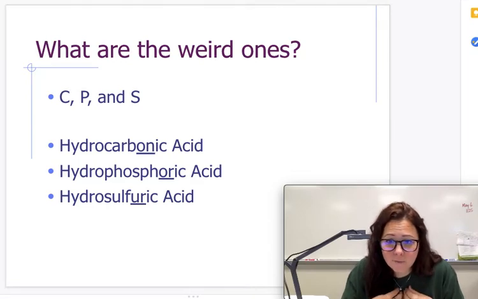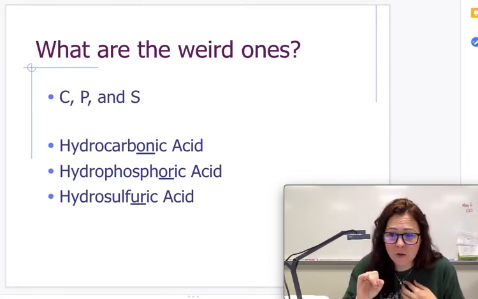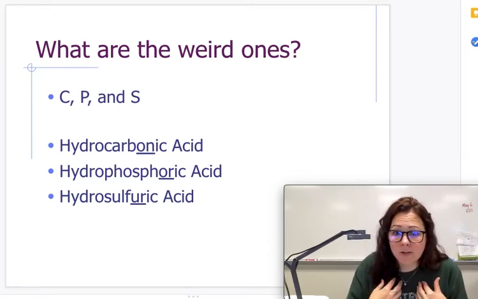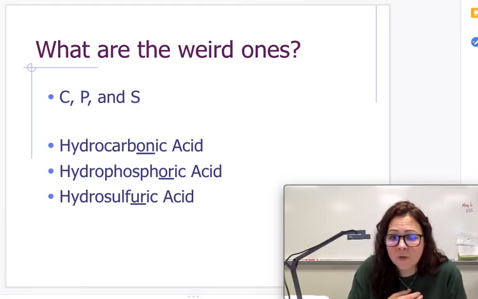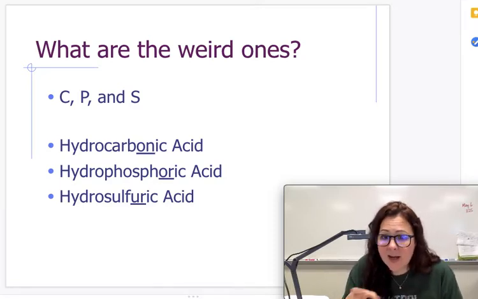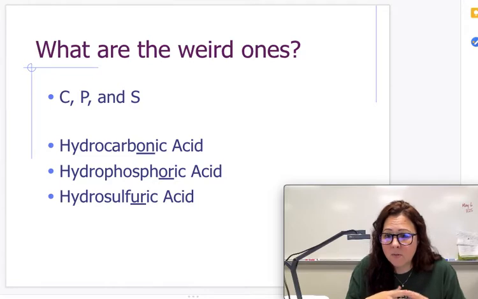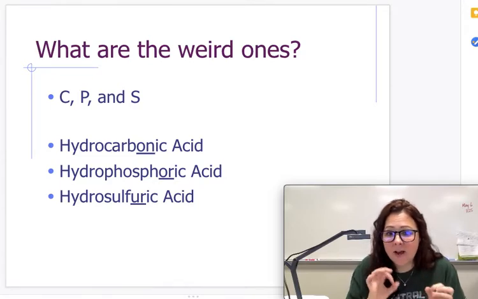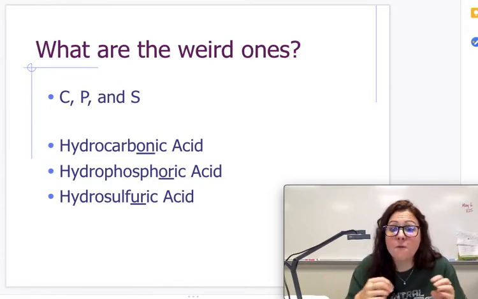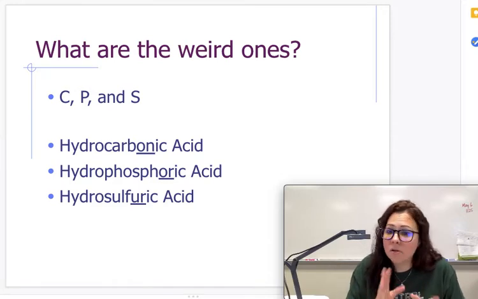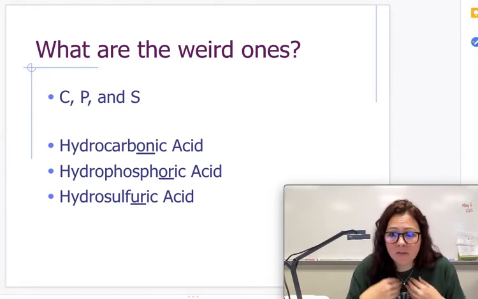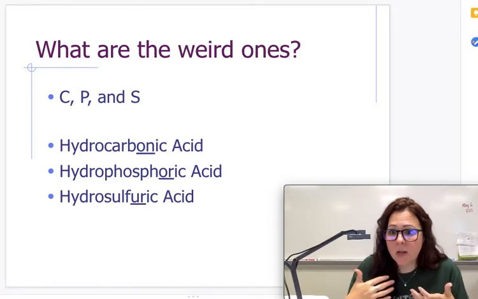I don't count off if you name it wrong, like if you leave out the ON, but I will always write them correctly. Same thing with phosphorus. You would have hydrophosphoric acid. The OR is there to make it sound better. And then instead of hydrosulfic, it's hydrosulfuric. Again, as long as you follow the rules, I'm okay. But when you are reading them, I'm going to write them correctly.